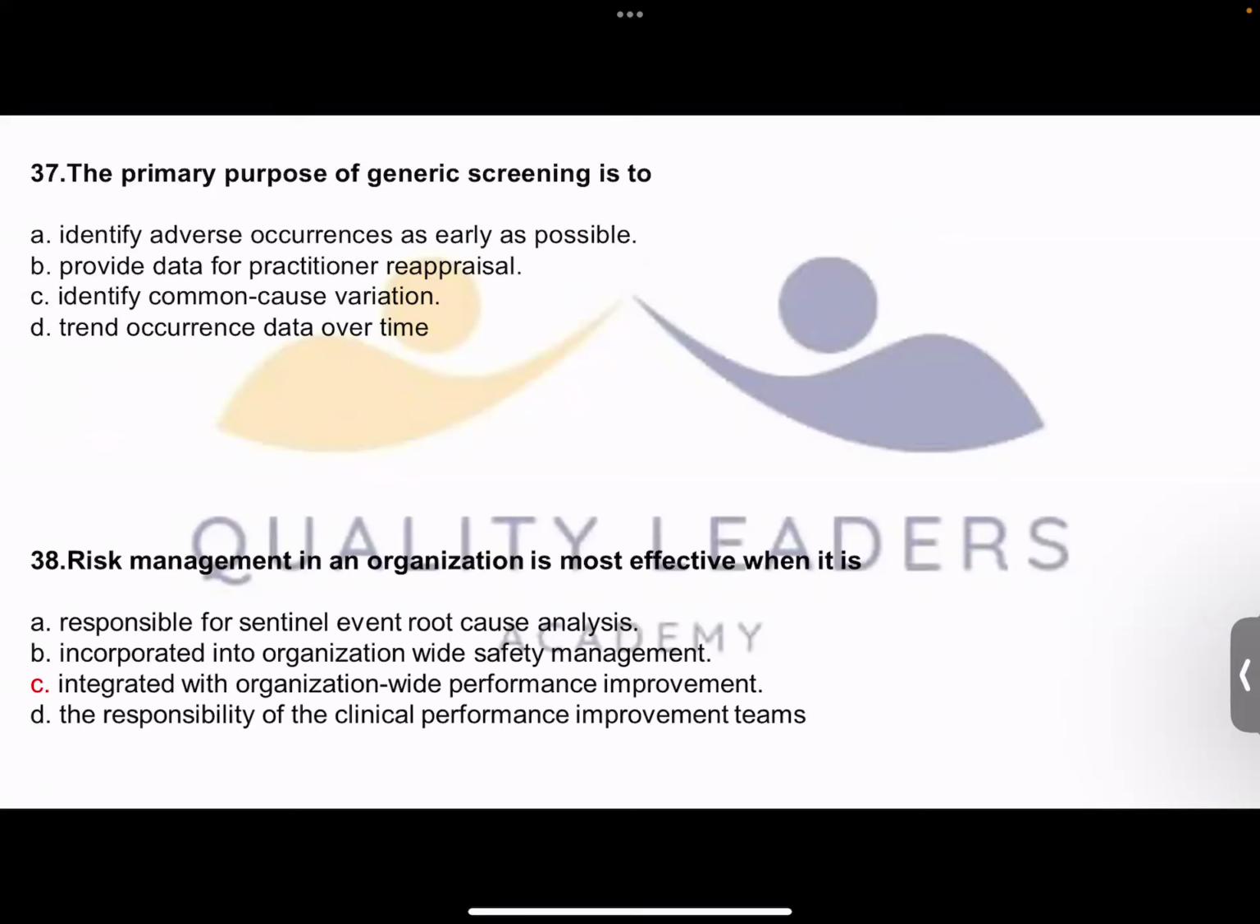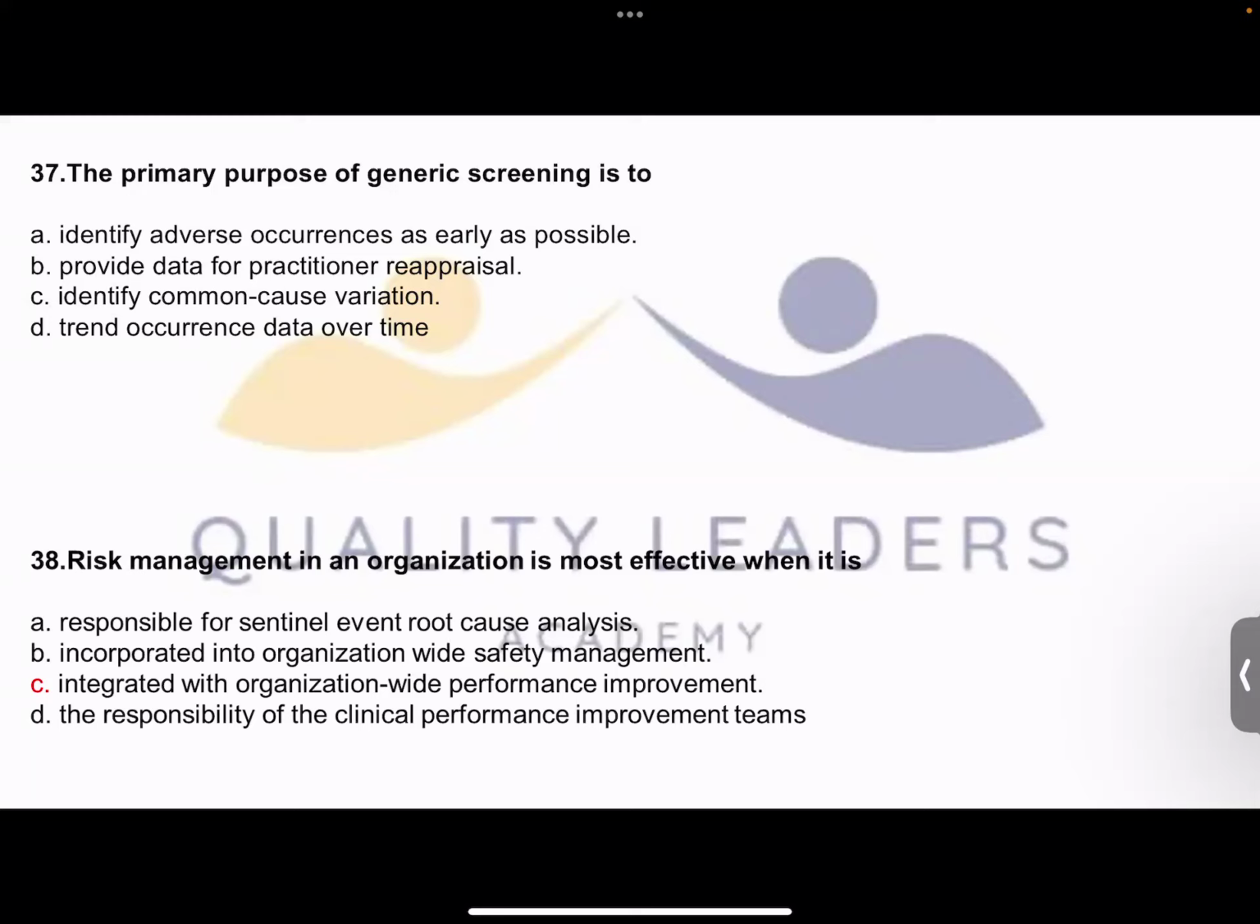37, okay. The primary purpose of generic screening is to A, identify adverse occurrences as early as possible; B, provide data for practitioner reappraisal; C, identify common cause variation; D, trend occurrence data over time. What's the answer? A. Yes, letter A is the correct answer. It is to identify adverse occurrences or potential risks as early as possible.